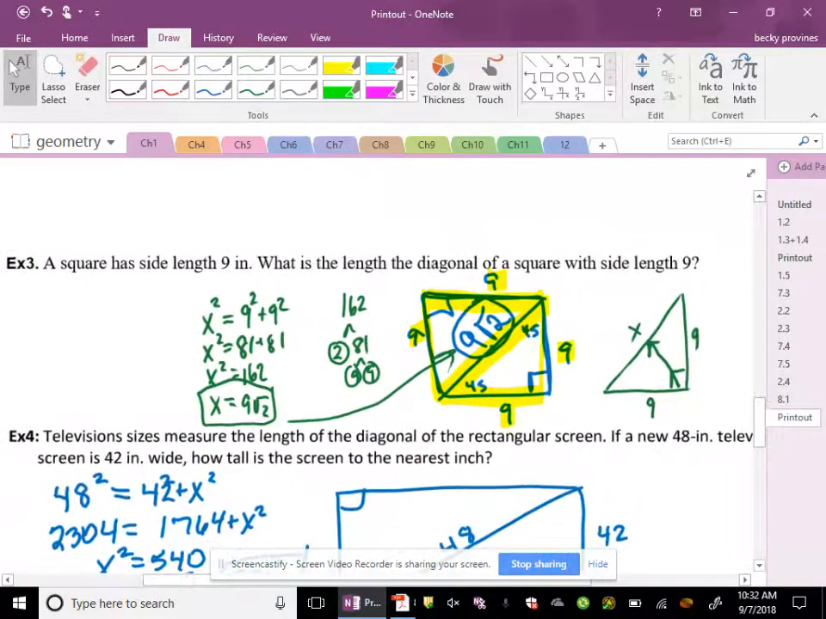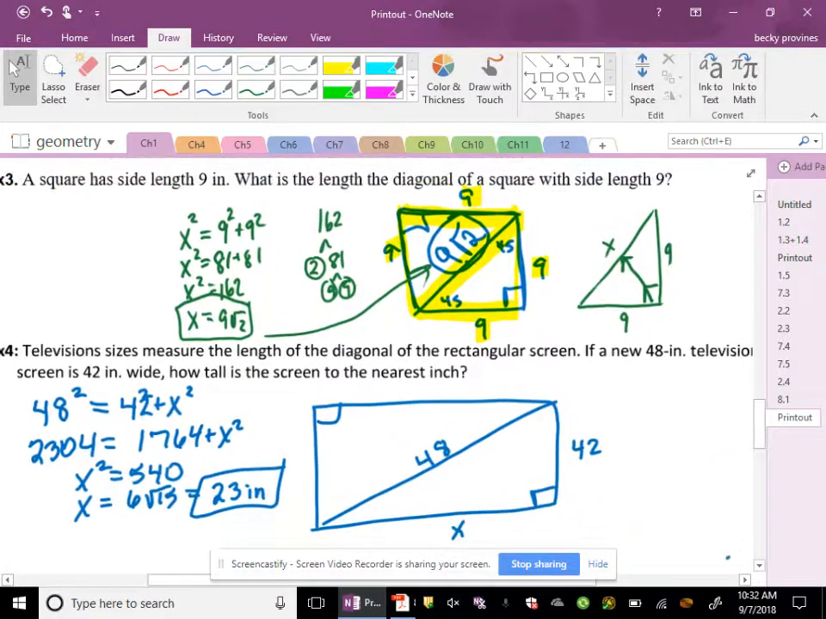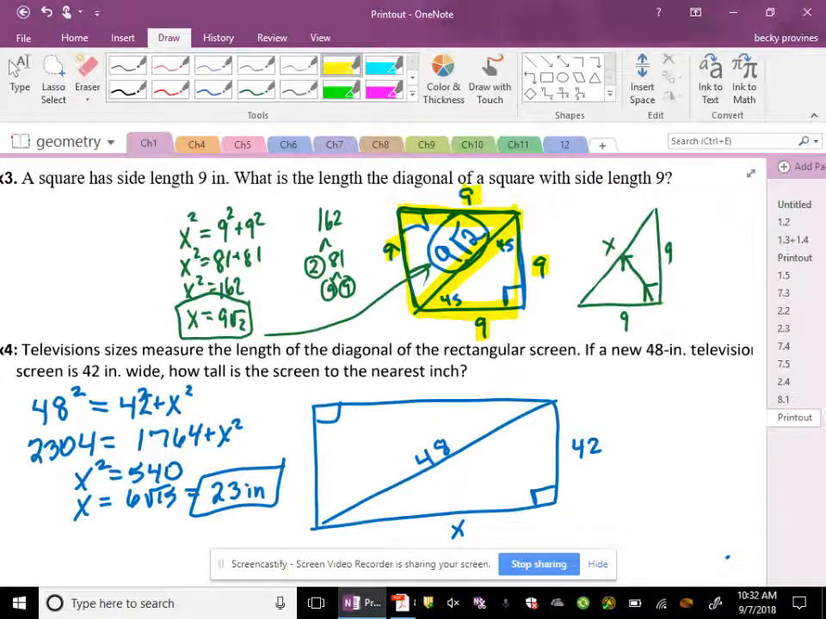Next, television sizes are measured the length by the diagonal. So guys, if you don't know this, when you go to buy a TV and they say it's a 48-inch TV, they're not saying across. They're saying diagonally it's a 48-inch TV.